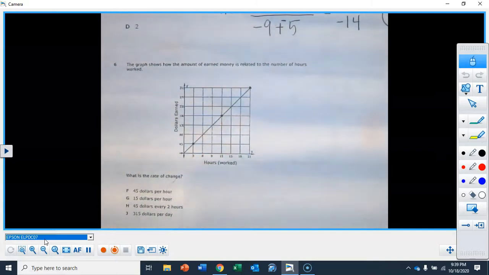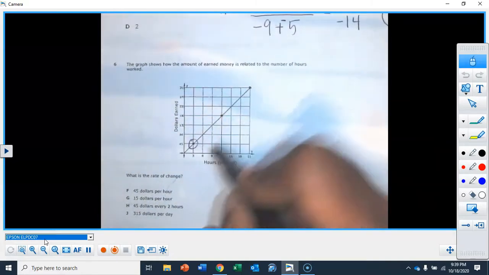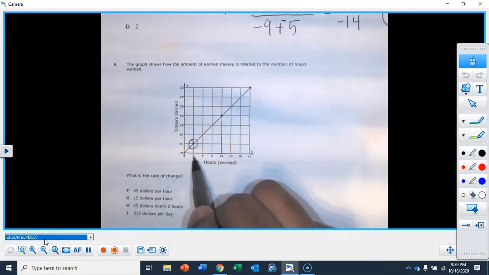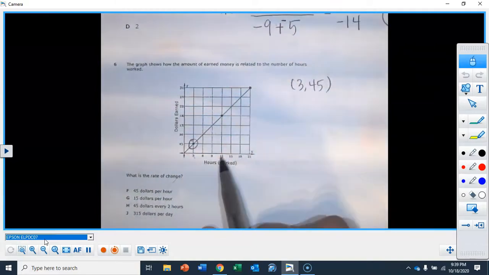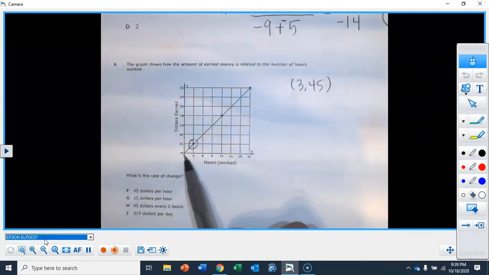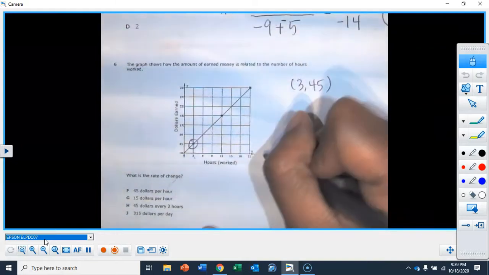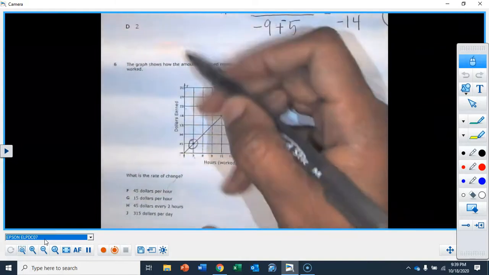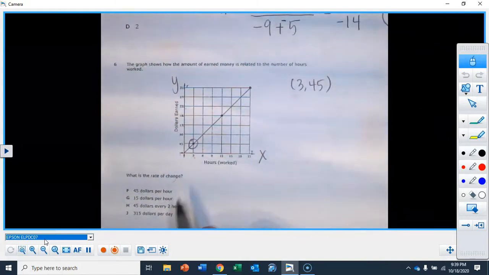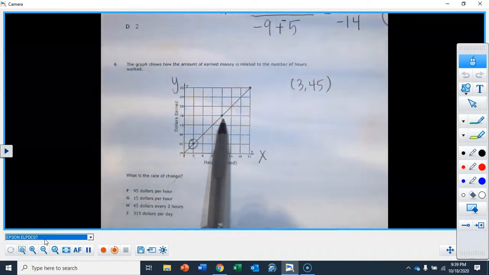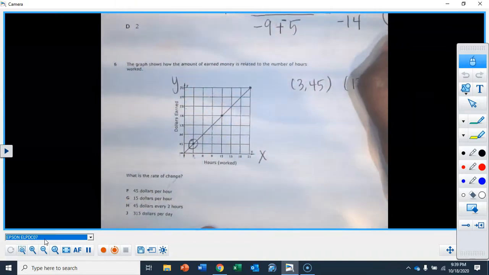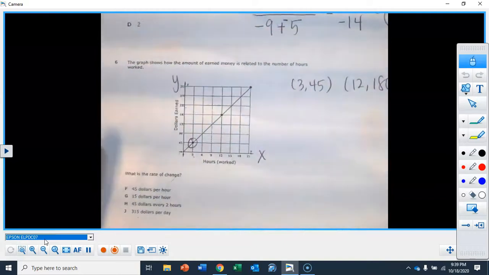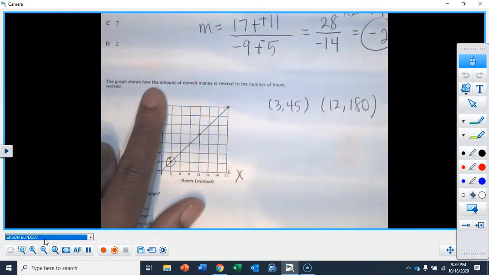Okay, now off of a graph, I'm going to show this to you really fast, 2 ways. So we could, of course, just grab these 2 points. So this one right here, you can't see it very well, but this is 3, 45. And then this one is 12 for your x, because again, this is the x-axis, the horizontal. This is the y. Okay, and so if you go to 12, comma, this is 180. So 12, comma, 180.